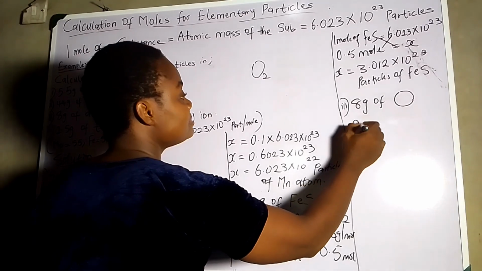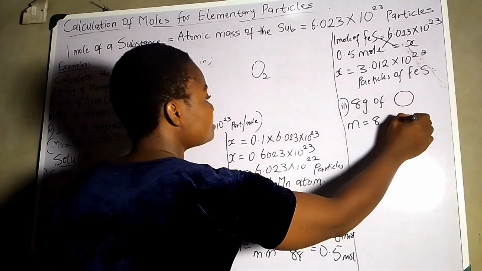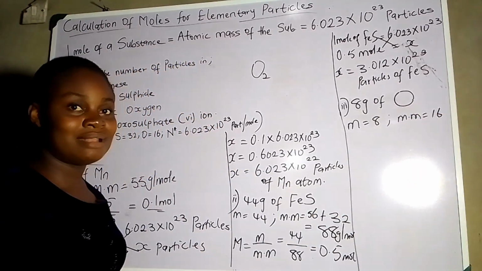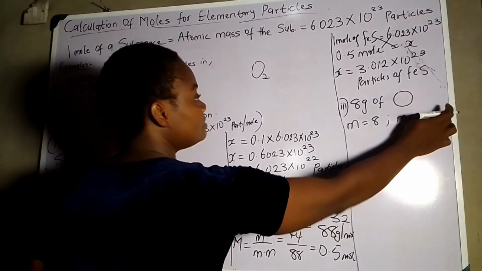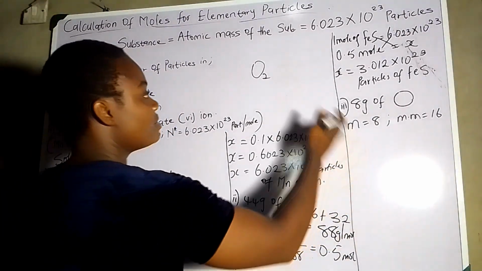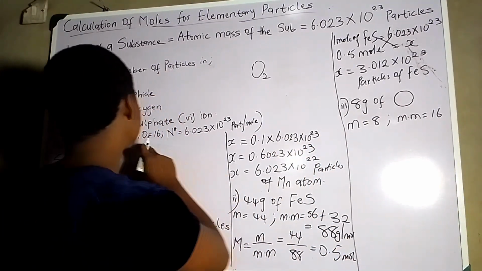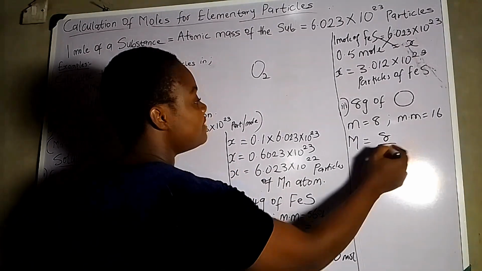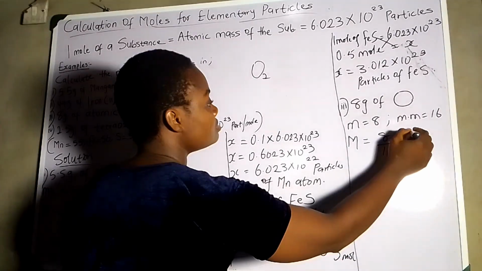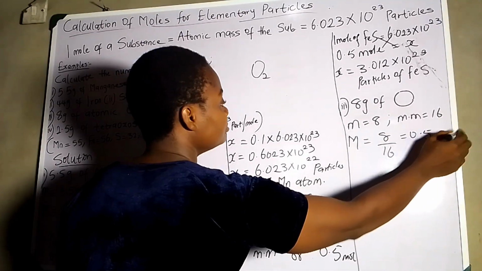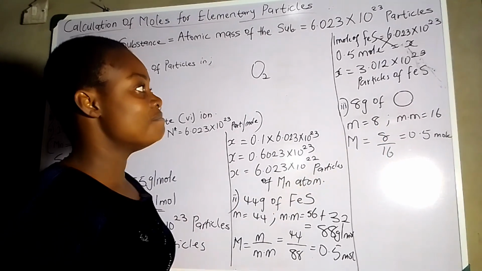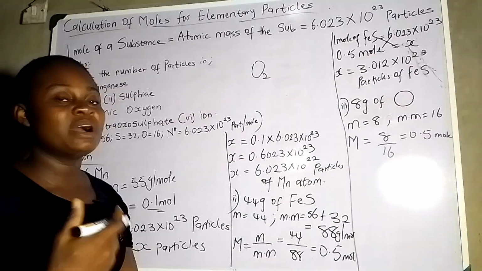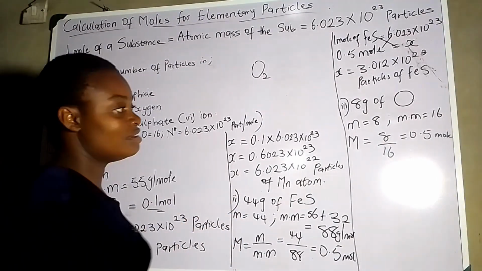Now we say mass is equal to 8. The atomic mass is 16. Had it been molecular oxygen, O2, we would have said 16 times 2, which is 32, okay? Now it's just atomic. There is no need to add that 2. We simply pick up that 16. Now for mole, we can say 8 divided by 16, which is equal to 0.5 mole. That is 0.5 mole. It is the one that you are going to relate, as you have done previously, to get the number of particles present in atomic oxygen.